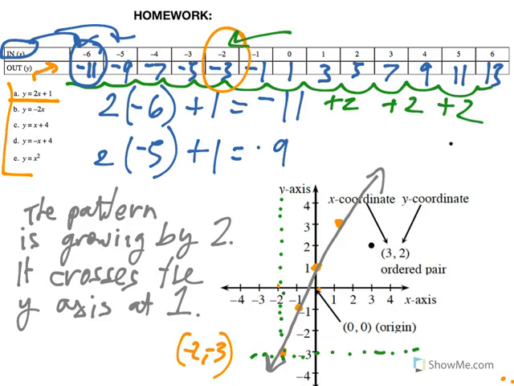So this is what we said in class. The pattern is growing by 2, and you can see it goes 1, 2, 1, 2, 1, 2. So it's growing by 2, and it crosses the y-axis at 1. Okay? That's what you guys said. Now we're going to do the same thing with all the other rules. I'm going to do number B again, because we did this in class, and this will be a review.